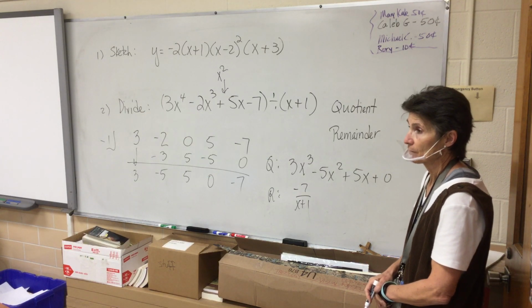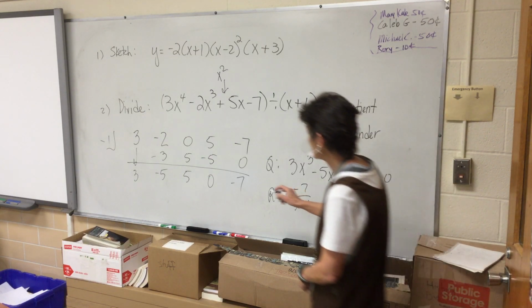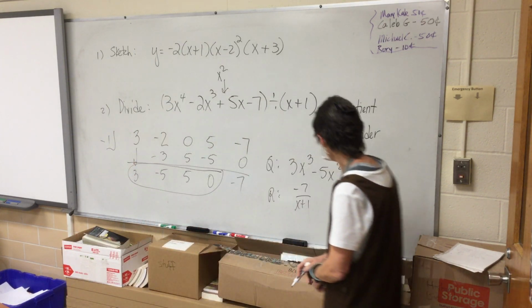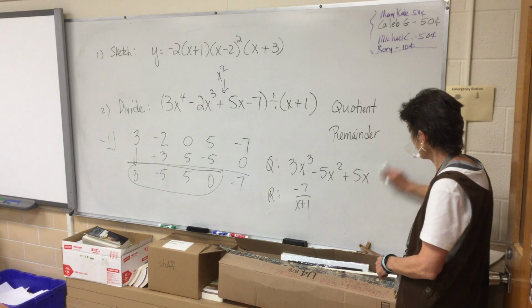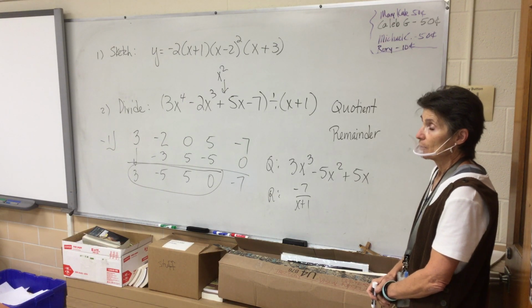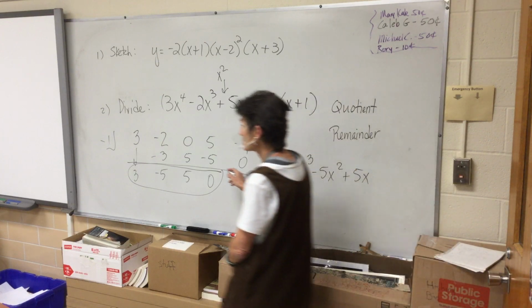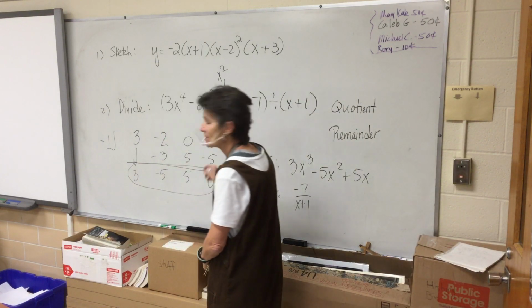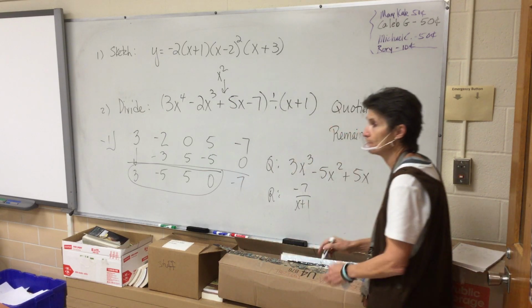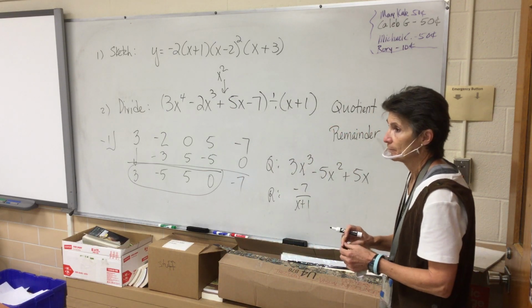So do you need this part on the quotient? Do you need that plus 0 though? No, you don't. That does not have to be there. Okay, so this part is the quotient. Everything except the last number is the quotient. The last number is your remainder. Is that how it's gonna be formatted on the test? Yep.